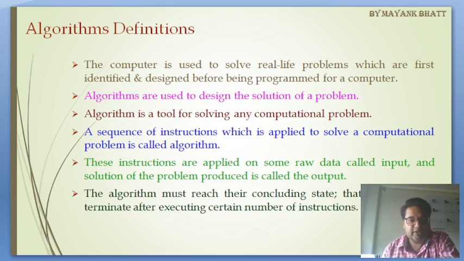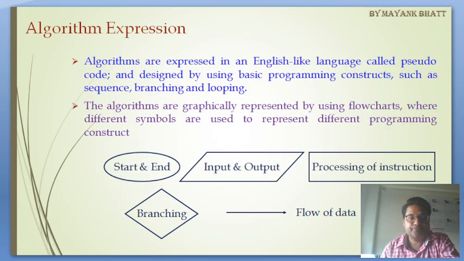These instructions are applied on some raw data called input, and the solution of the problem produced is called the output. The algorithm must reach its concluding state, that is, it must terminate after executing a certain number of instructions. So these are the basic information about algorithms.